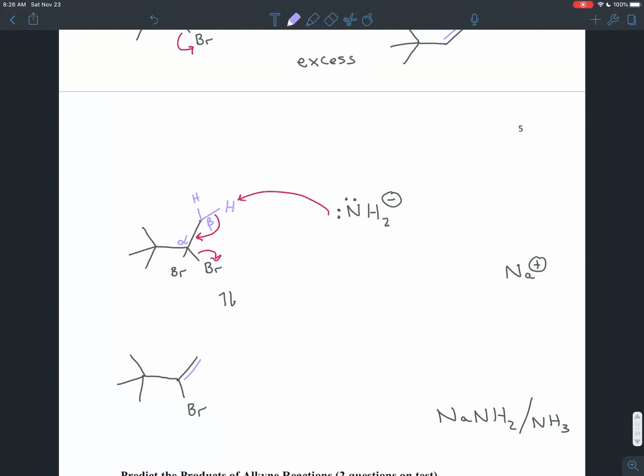Now, I drew 2 hydrogens here. There are actually 3, but only 2 are going to participate in the reaction. So I'm just drawing the minimum number so that it looks less cluttered. So if we have excess of this base, then another equivalent can come in.